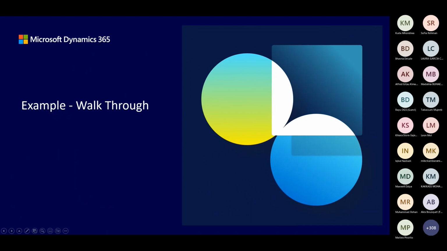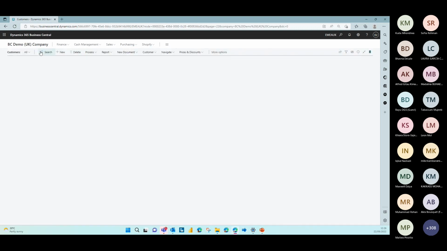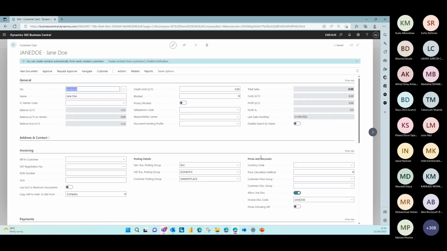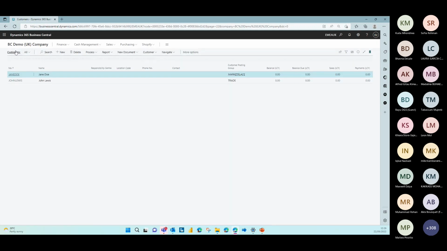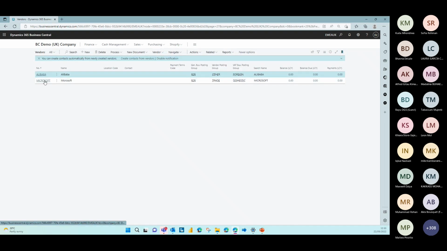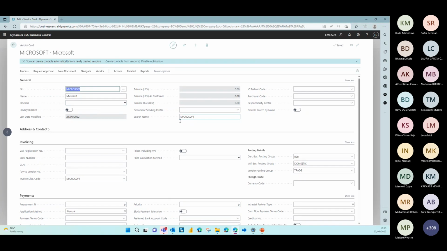So let's do a walkthrough now. I'm going to share my screen. Can you all see my screen? So here I have Jane Doe. I showed you, I've set up Jane Doe, and I've set up the vendors, as per what I have shown you.